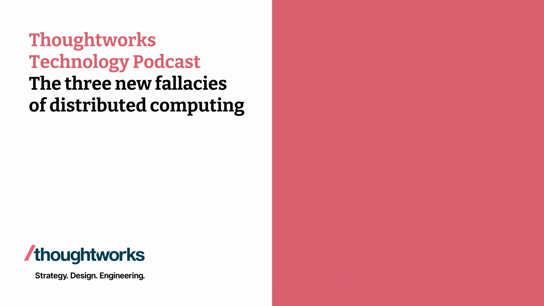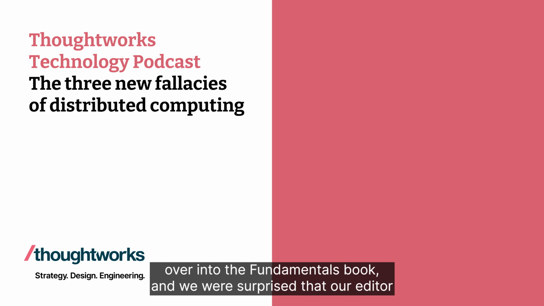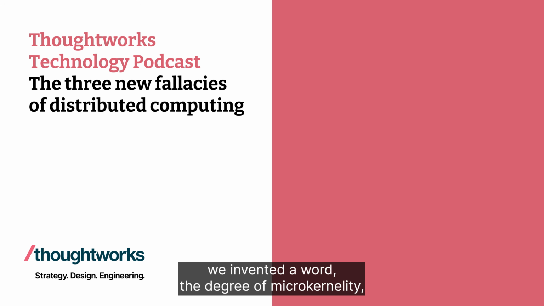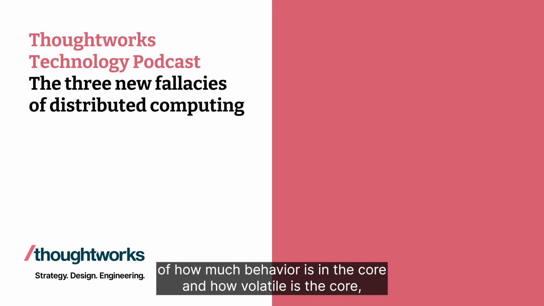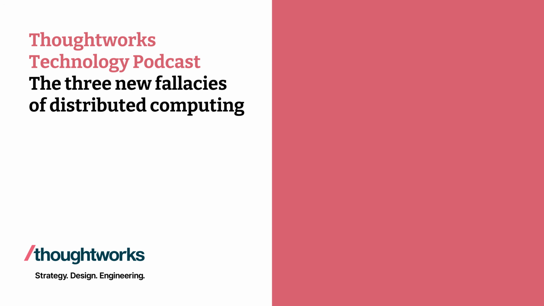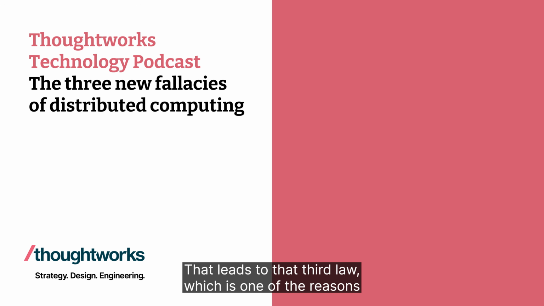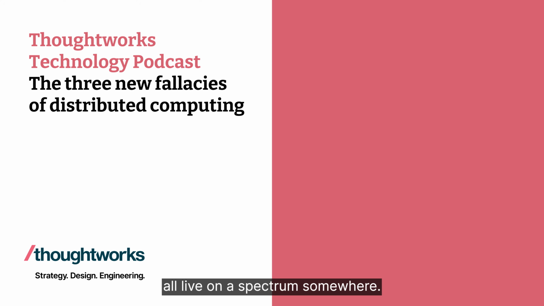And so we defined in the Head First book, and this made it over into the fundamentals book, and we were surprised that our editor allowed us to do this. We invented a word, the degree of microkernality, of how much behavior is in the core and how volatile is the core, because that's the real key: is it a microkernel or not. And that leads to that third law, which is one of the reasons that software architecture decisions are so difficult: so few of them are nice, convenient binaries. They almost all live on a spectrum somewhere.